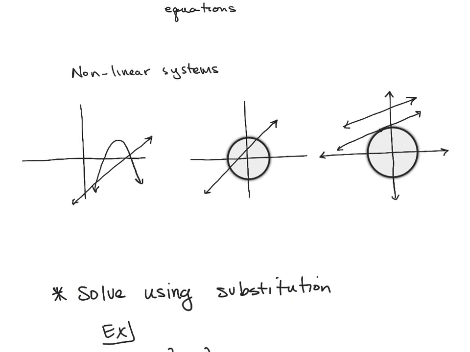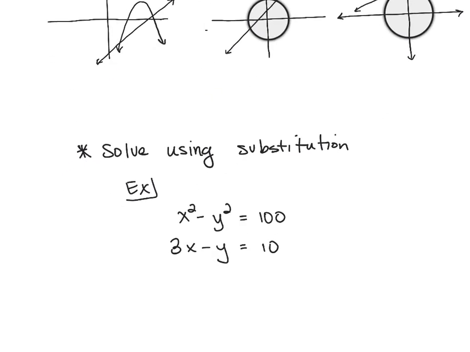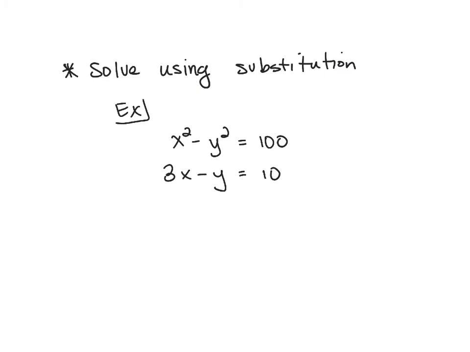We're going to use the same 2 methods to solve systems of nonlinear equations, substitution method and elimination method. So we'll look at substitution method first. And apologize, it should be x squared plus y squared. So what we have here is the equation of a circle, and this is the equation of a line.